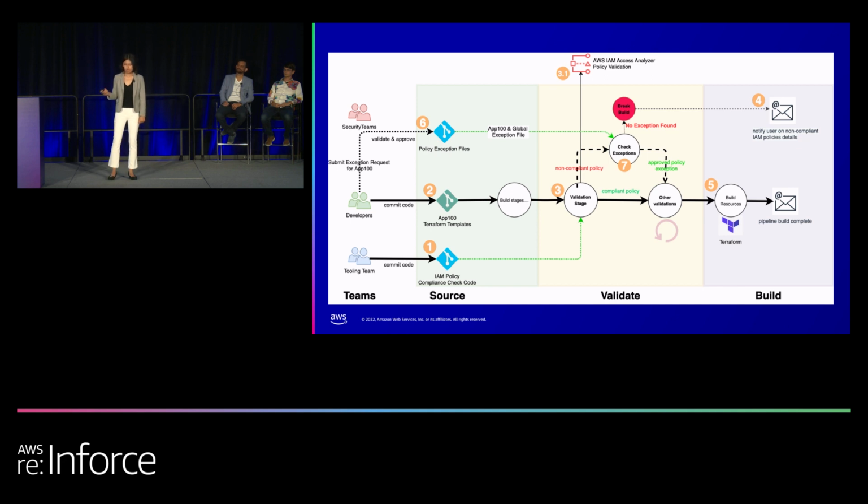Now as a developer, I'm going to look into the pipeline execution details and use the information provided to me to attempt to fix my IAM policy. Then I go back to step 2, I commit changes, repeat step 3, and finally I'll reach step 5 where the validation stage completes successfully, and then my Terraform template is deployed.